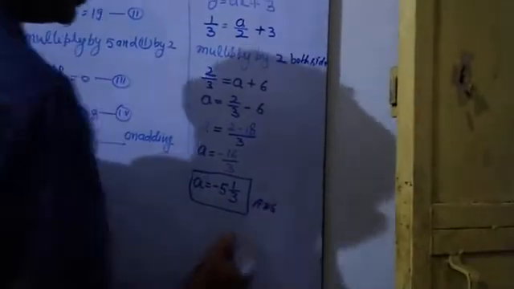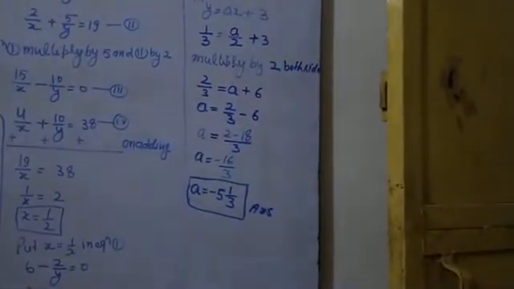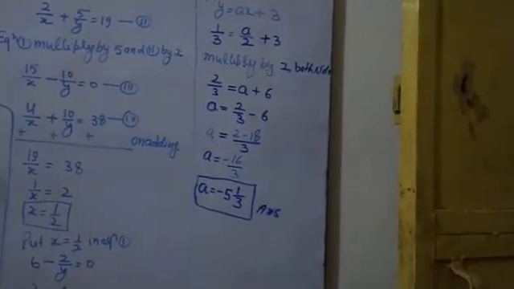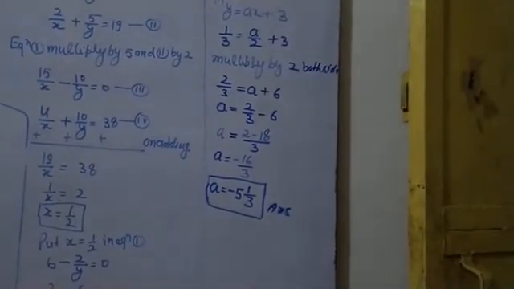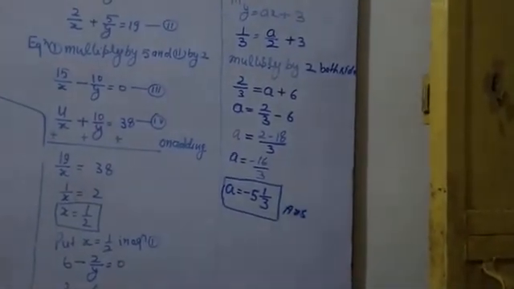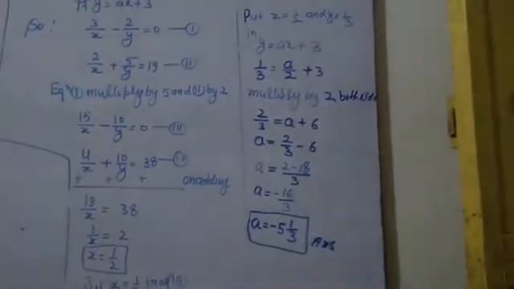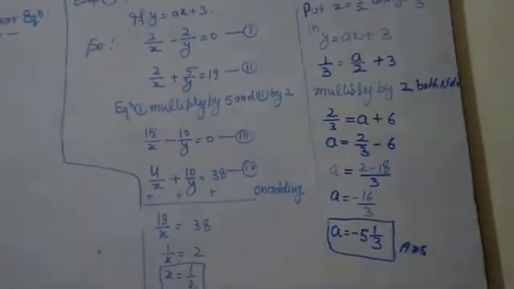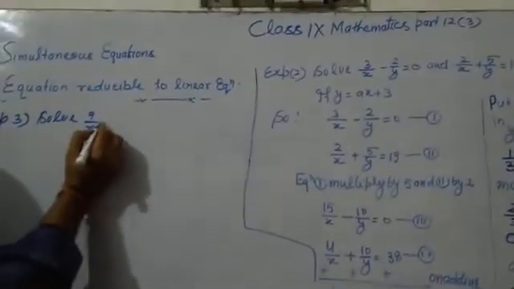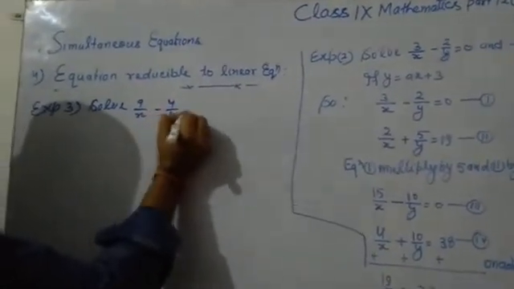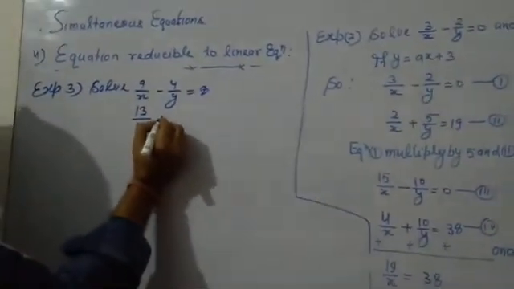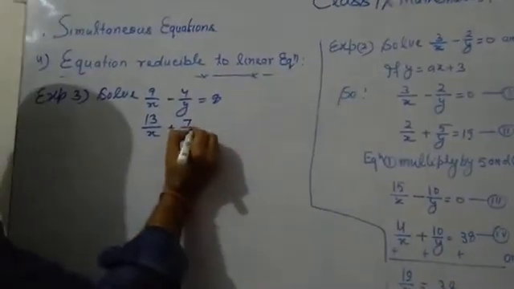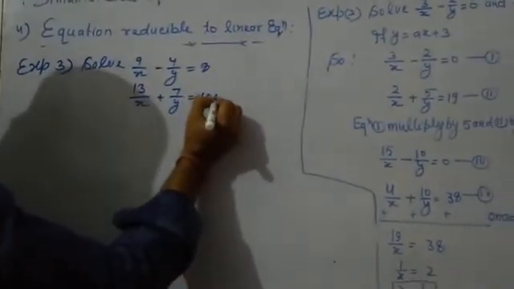Now come on to the next question, example 3. Solve 9 by x minus 4 by y equal to 8 and 13 by x plus 7 by y equal to 101.